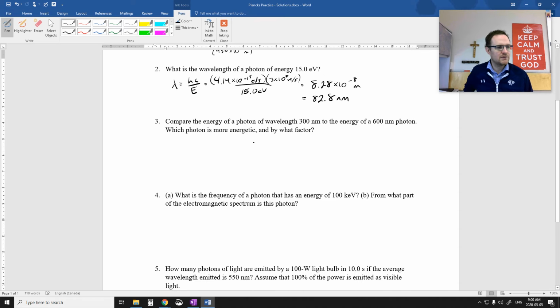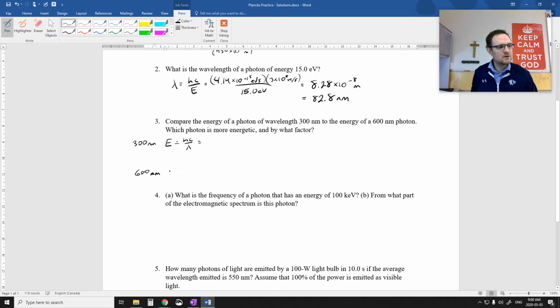Compare the energy of a photon that's 300 nanometers to an energy that's 600 nanometers, and which photon is more energetic, and by what factor? So is it 2 times or 3 times, or is it half as much? It looks like it's a shorter wavelength, so it's got to have more energy. So I'm just going to quickly calculate those two energies, for the 300 nanometer one and for the 600 nanometer one.